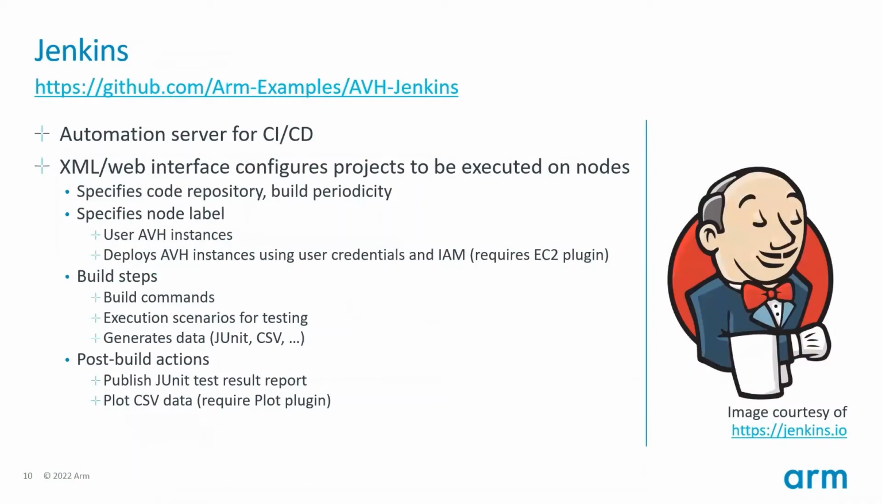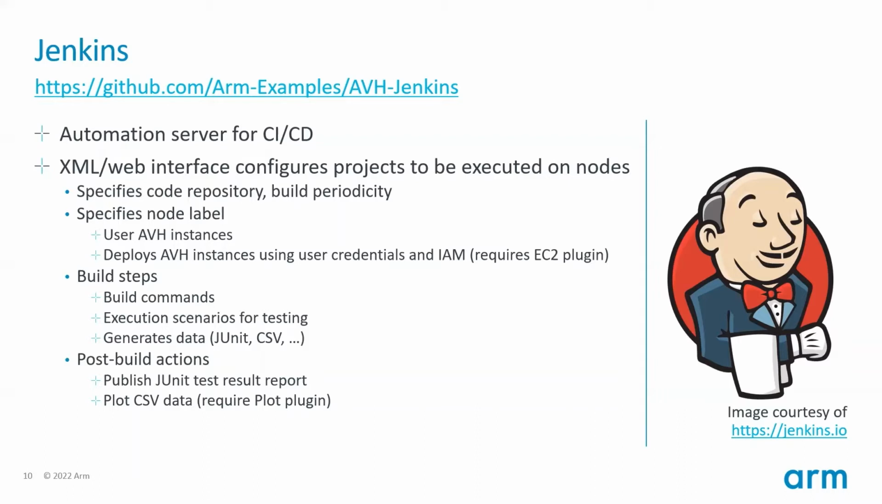We are going to show Arm virtual hardware instances using Jenkins. Jenkins is a server-based open source framework for building, testing, and deploying software. It can be installed on any machine. Jenkins' web interface allows you to easily manage projects and nodes, which correspond to the machine resources for the project.